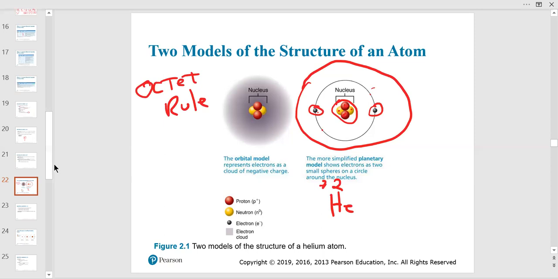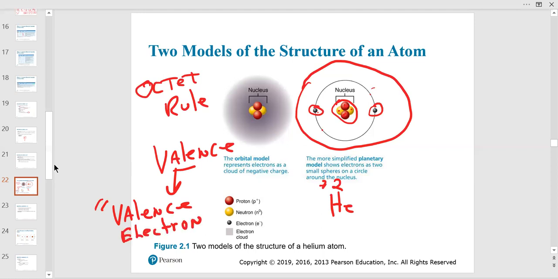And the outer shell is also known as the valence shell. Look at this, they even call the electrons in the outer shell valence electrons.